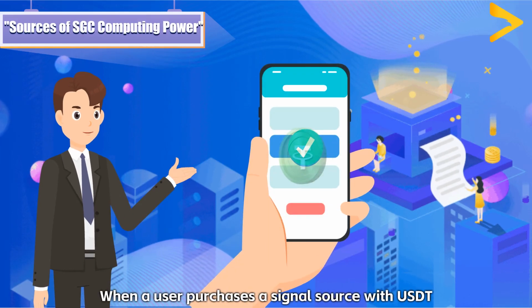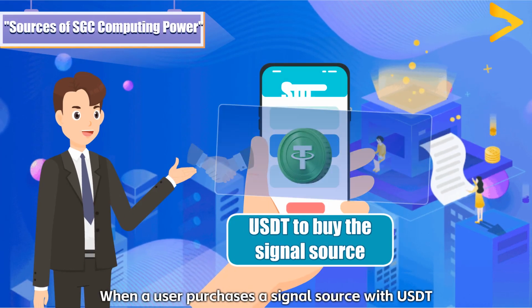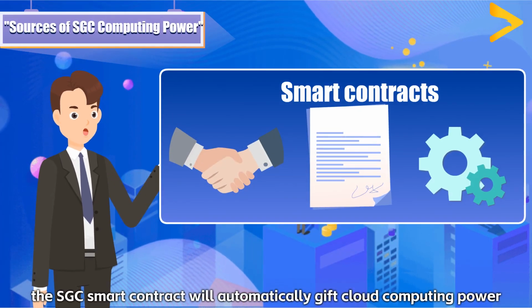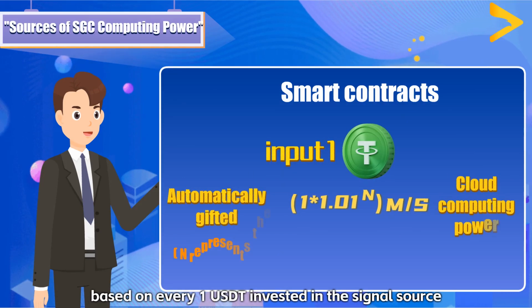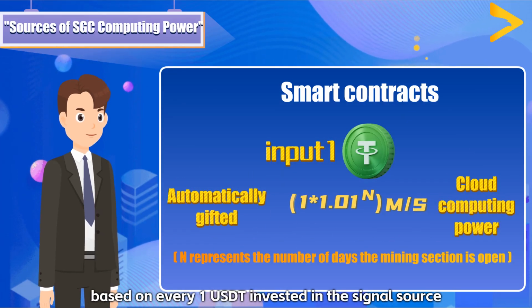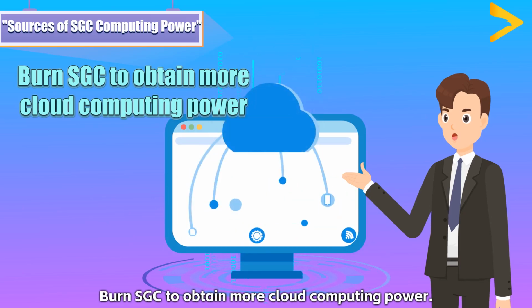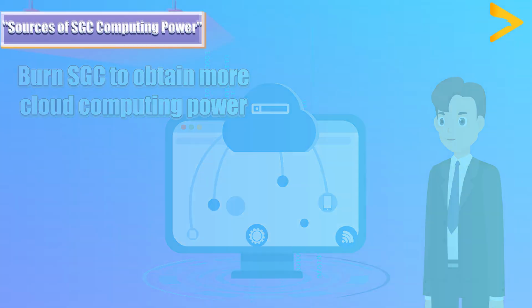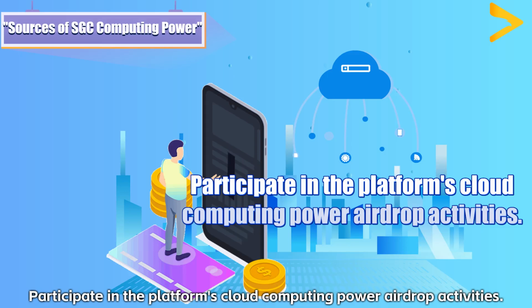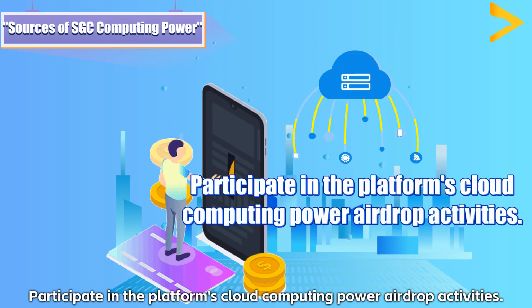Source 1. When a user purchases a signal source with USDT, the SGC smart contract will automatically gift cloud computing power based on every 1 USDT invested in the signal source. Source 2. Burn SGC to obtain more cloud computing power. Source 3. Participate in the platform's cloud computing power airdrop activities.